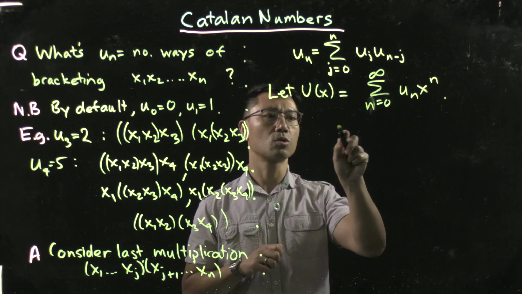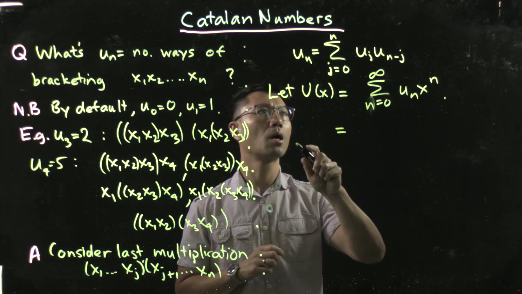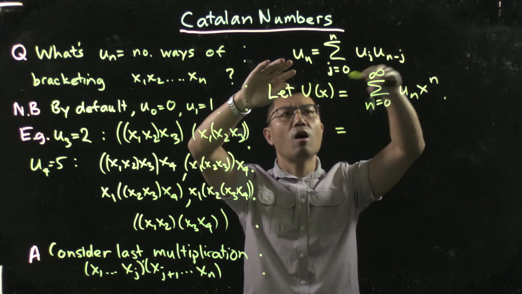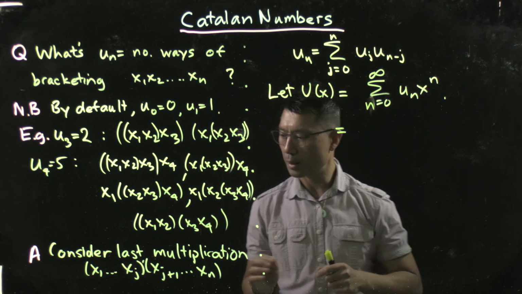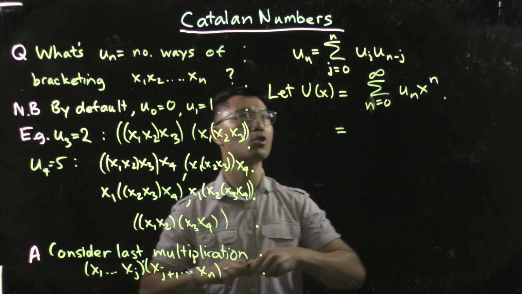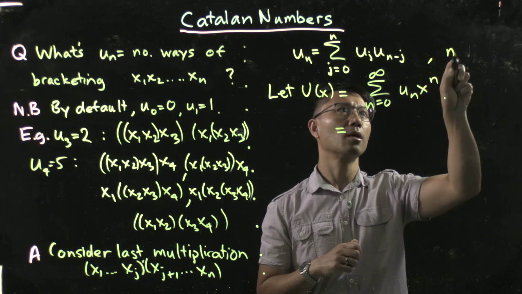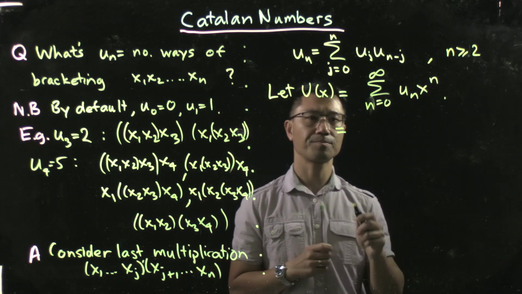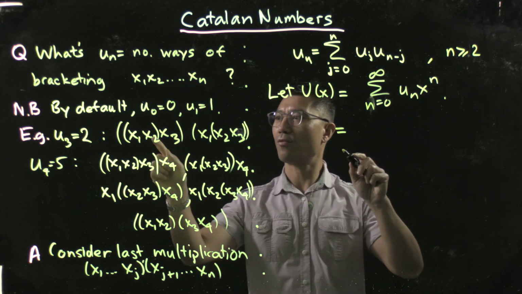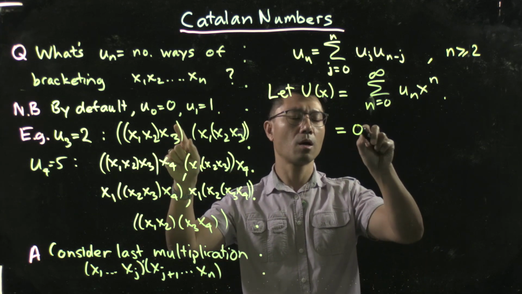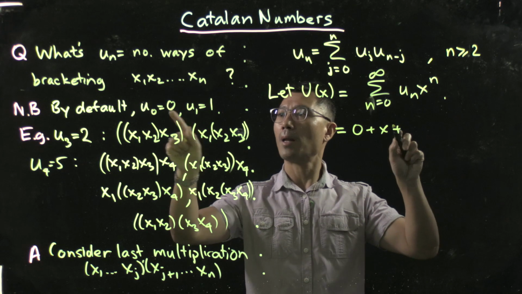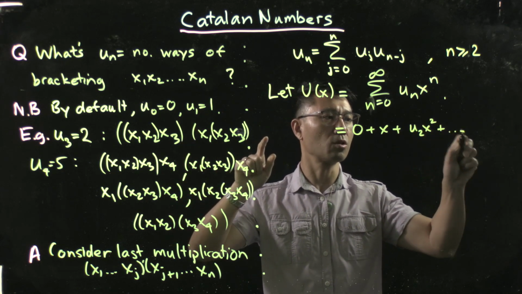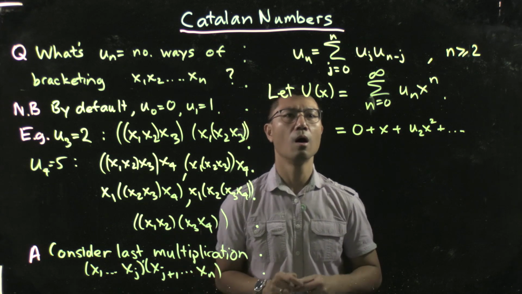So this is equal to what? I guess the other thing that you should notice is, for what values of n is this true? When we split it up, you better have at least 2 terms, so this is for n greater than or equal to 2. And what do you have here? Let's just write down the first few terms. You'll have 0 plus x plus the next term will be the u_2 term, u_2 x squared, plus dot dot dot.